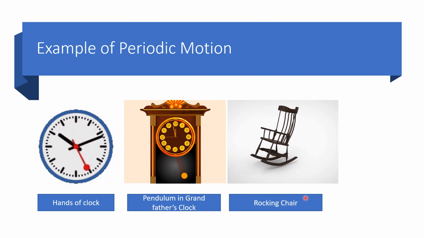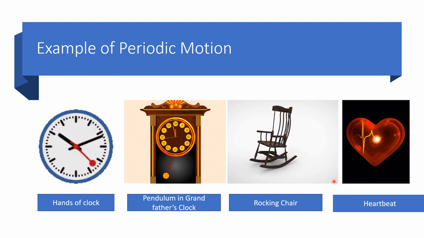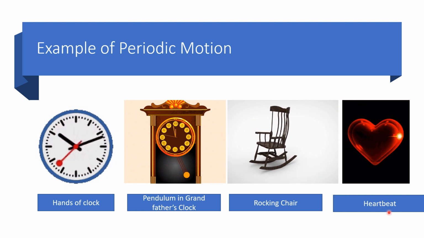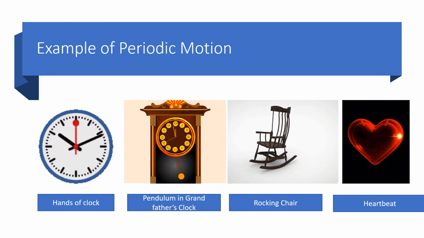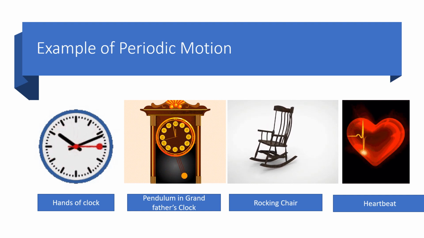Another is a rocking chair. You are familiar with this one. The movement of this one is also an example of periodic motion. And as well as our heartbeat. The way our heart beats is considered periodic motion.